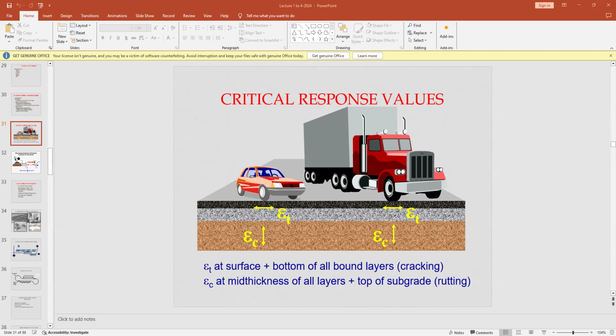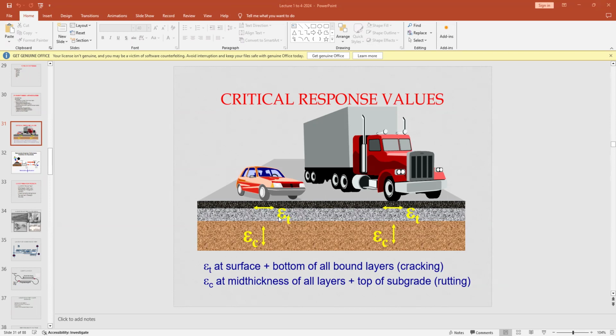So, the second part of today's lecture is the basis of the pavement design. What actually we want to know. In a flexible pavement, what we are interested in is what is the tensile strain and what is the compressive strain. Now, tensile strain means fatigue cracking, and compressive strain means rutting.